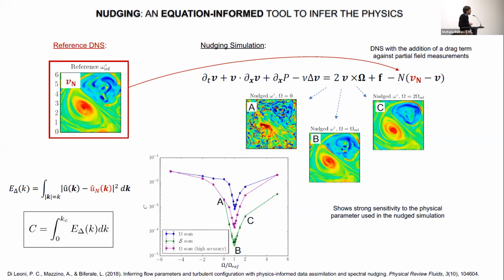And here, if we measure the energy of the difference between the field that is evolving with this nudging equation and the reference field, we see a clear minimum when omega is exactly equal to the omega of the reference value. So it is possible for us to understand what the value is, but here we need to perform several simulations to achieve this estimation.